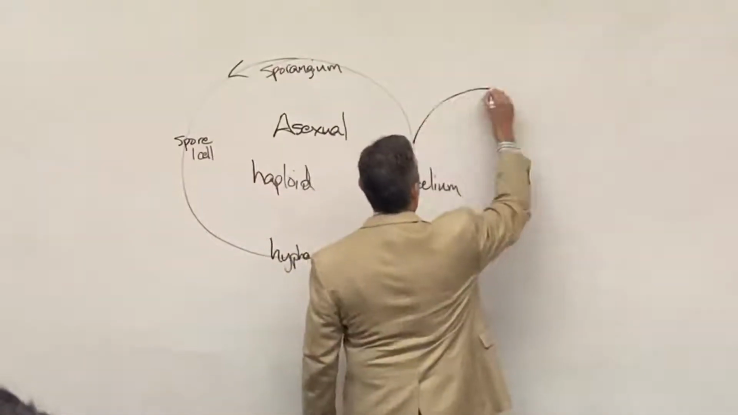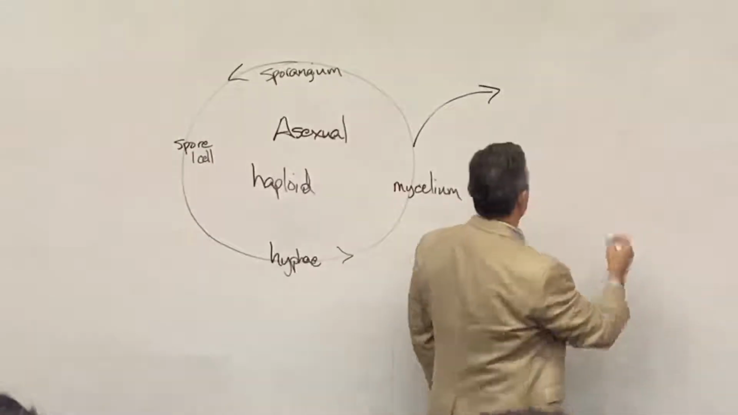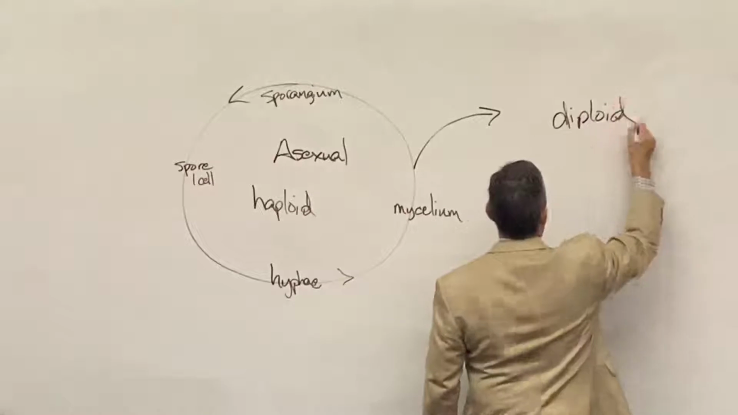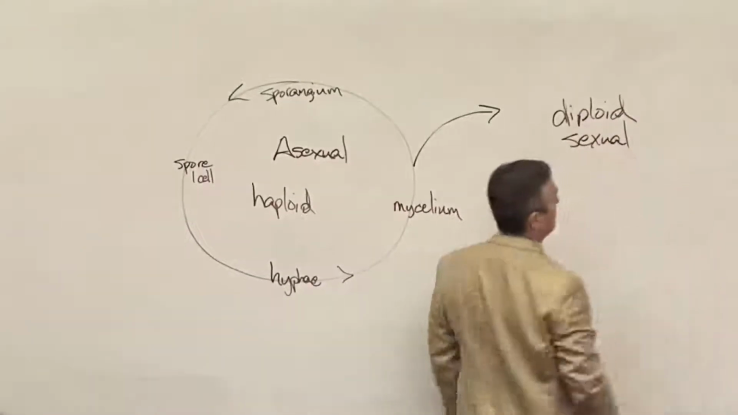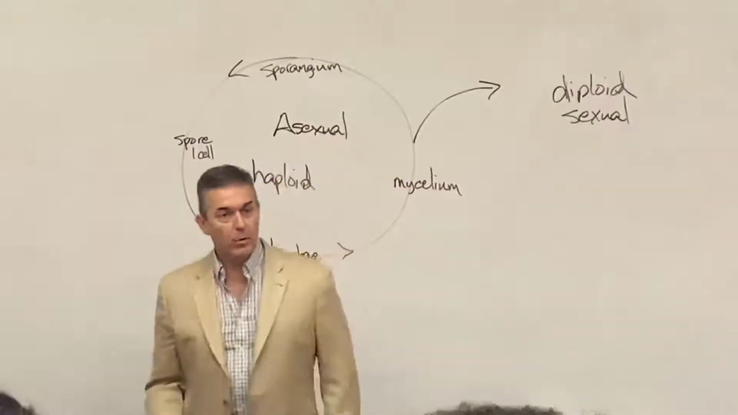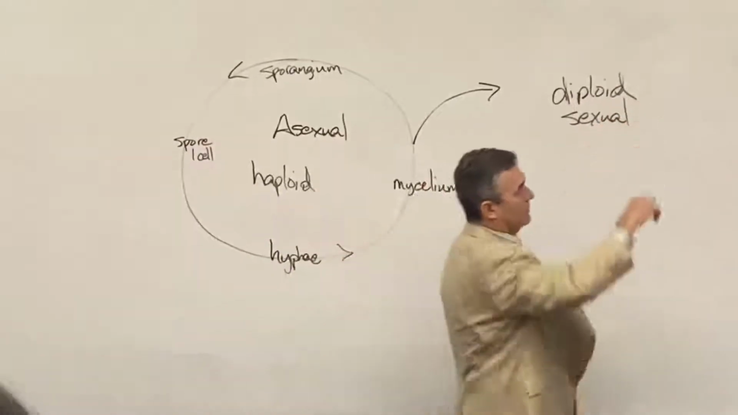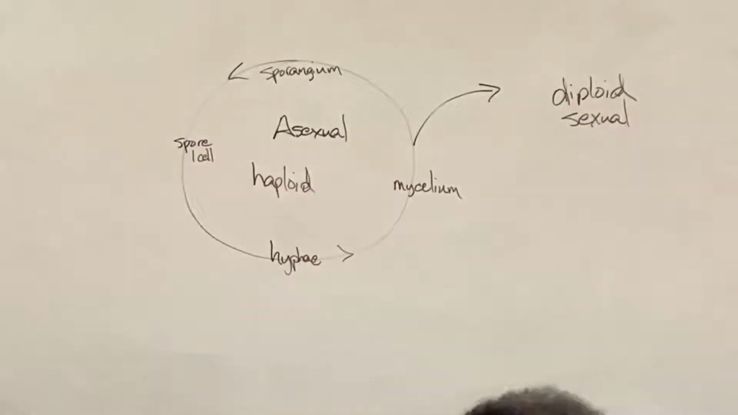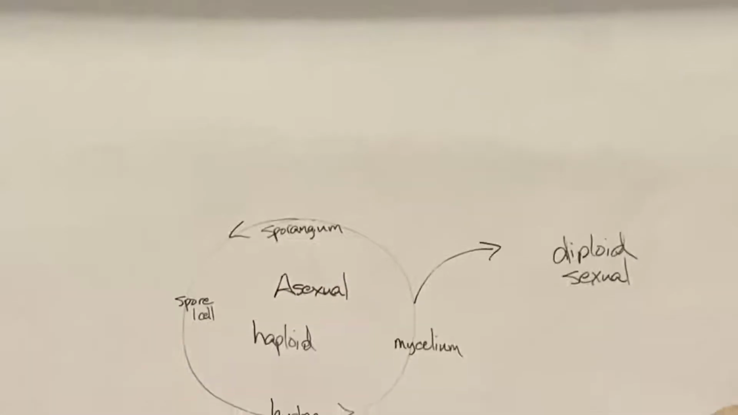What will sometimes happen is that they will then temporarily enter a diploid sexual reproduction stage. Now, how they get there varies from one type of fungus to another. So what we're looking at here is this temporary diploid state. And what this state looks like is what determines how we classify different fungi.